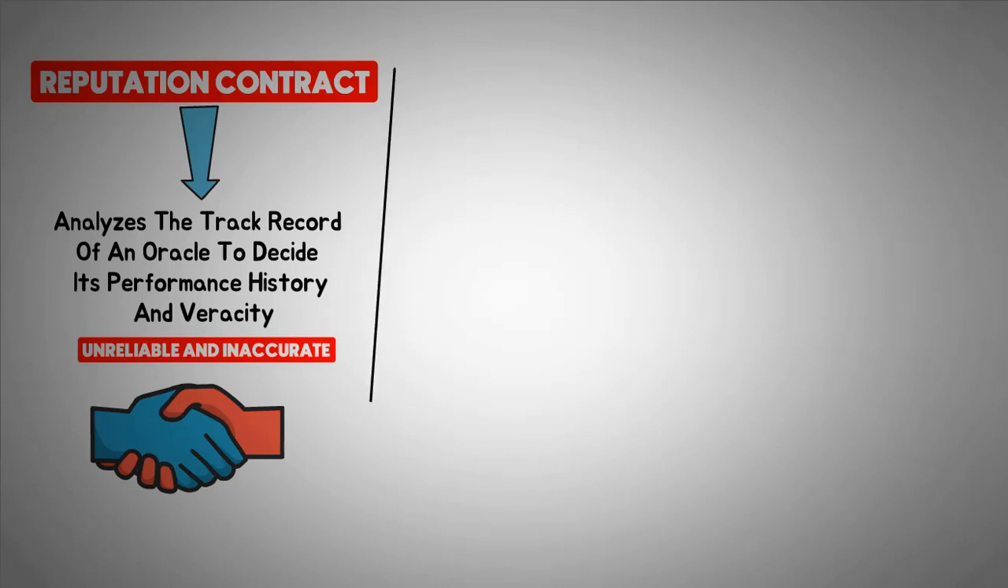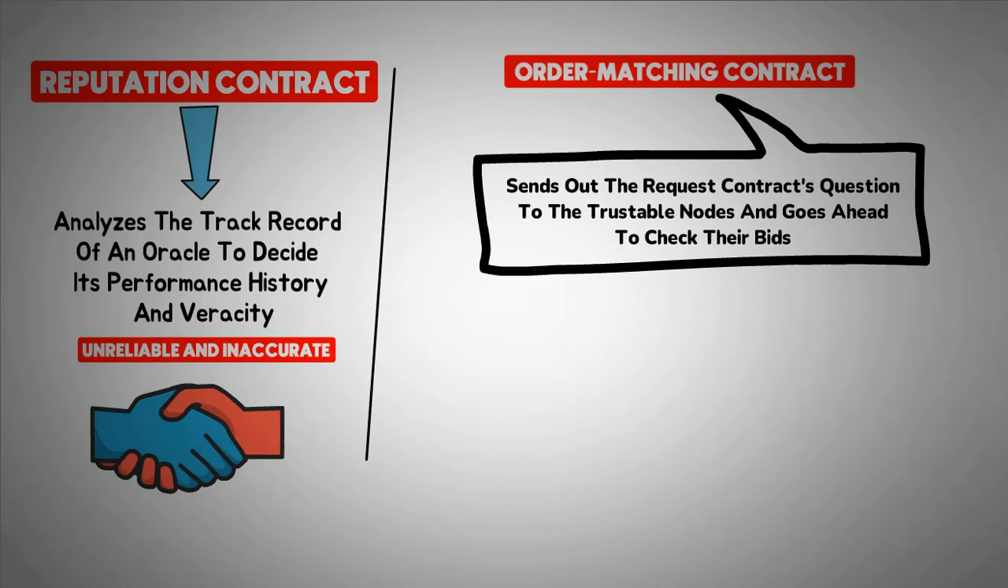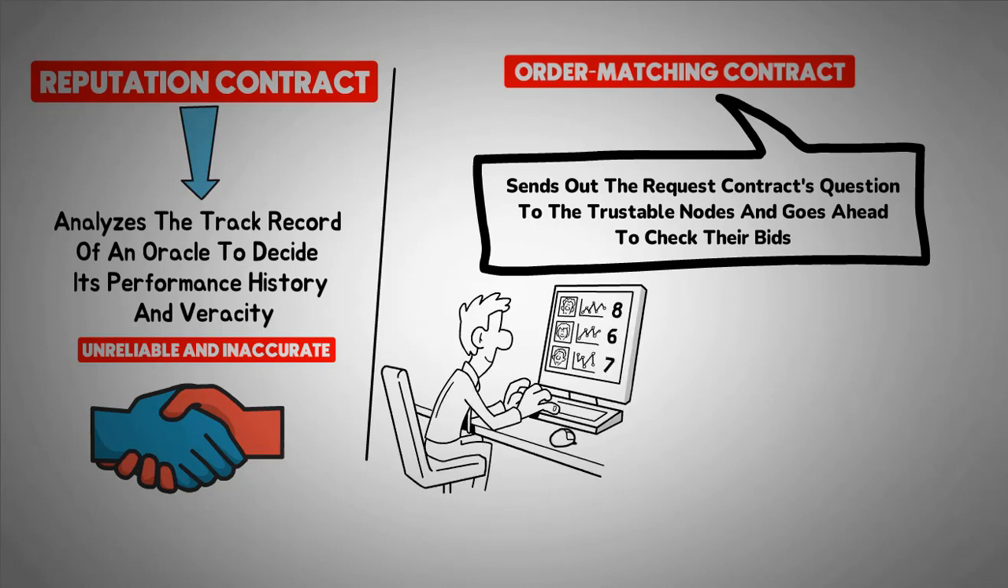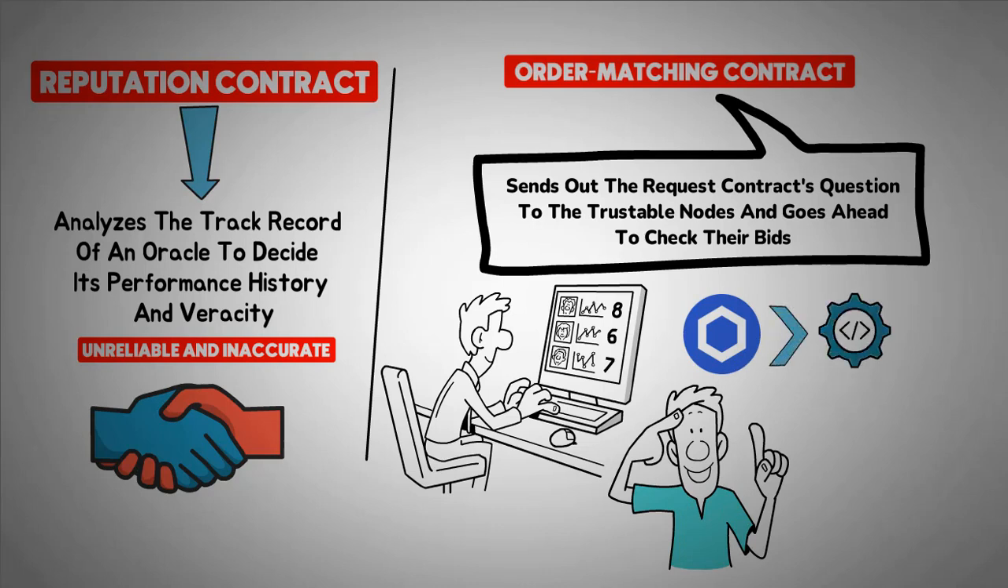Next up, we have the order matching contract, which sends out the request contract's question to the trustable nodes and goes ahead to check their bids. From the list it gets, it chooses a suitable number of nodes that will handle the question. It is important to keep in mind that Chainlink converts the request contract's query to another programming language that goes into the real world to get data from the internet.